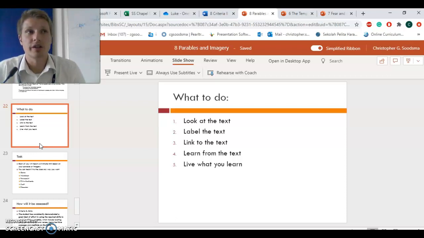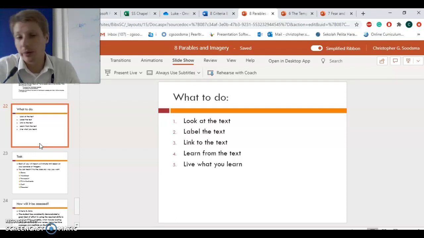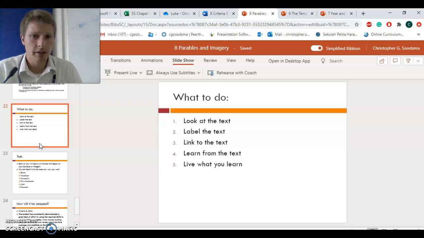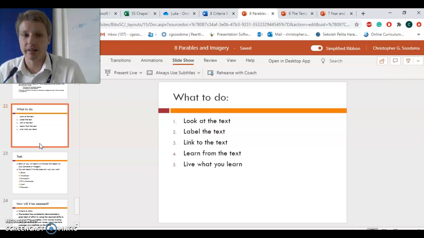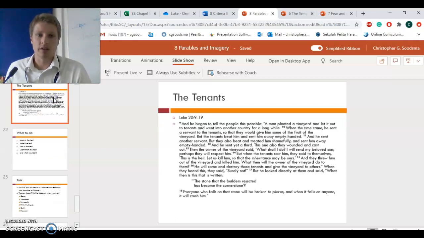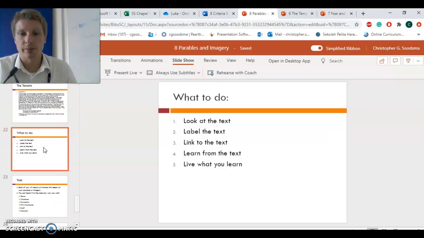That is the explanation of imagery, of the metaphor, etc. And so now this is the task. You'll be using the 5 L's that we learned about in class. They'll look at the text, label the text, link to the text, learn from the text, and live the text. And you'll be teaching, let's see this here, you'll be teaching our students, your classmates, on one parable. So you've already chosen a parable. You apply this to them.